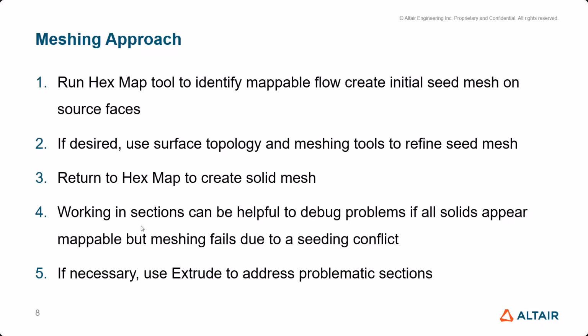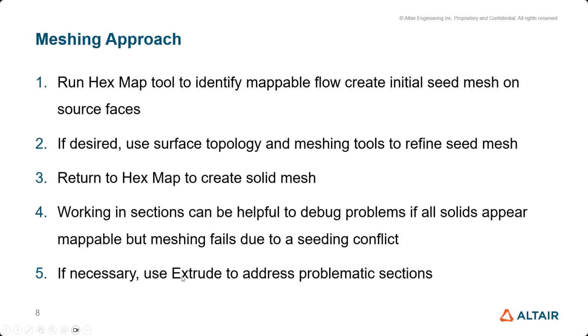Usually it's a surface that has been seeded with a mesh that has a conflict with another seed mesh. So if you have 4 elements on one surface and then you go across to the other side of the part and you have 3 elements on that same edge that should be linked, you can't create hex elements in between there. And so you just have to clean those up.